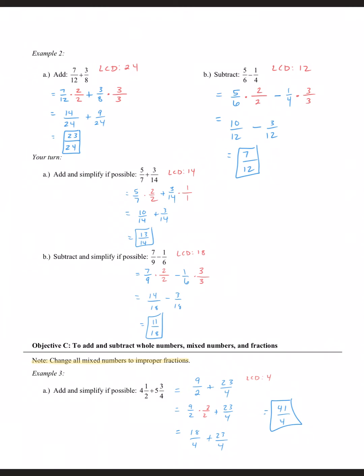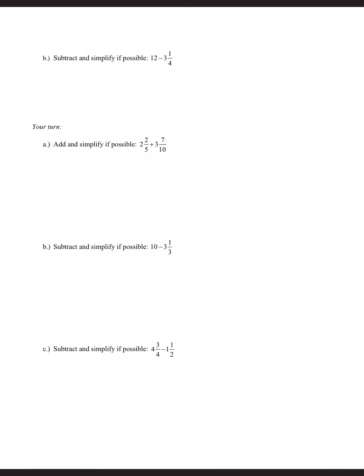Okay, let's go to the next page. Same kind of problem, but now we are subtracting and we have a whole number here. So we want to think of, okay, 12 minus 3 and 1/4. Well, let's first change our mixed number to an improper. So we know that we have this 12 minus 4 times 3 is 12 plus 1 is 13 over 4. Again, we did 4 times 3 is 12 plus 1 is 13 and bring that denominator.